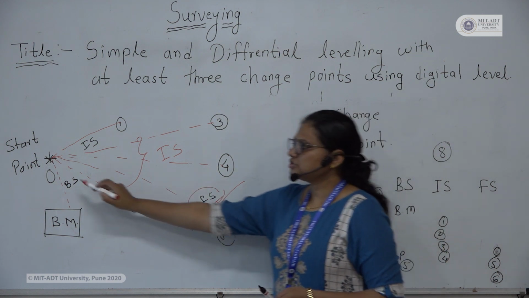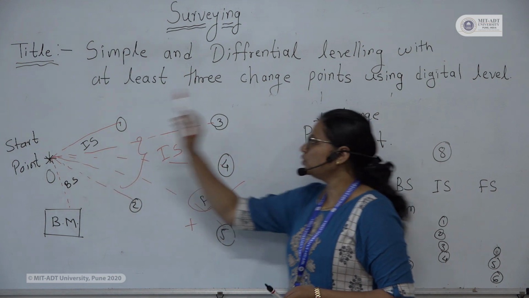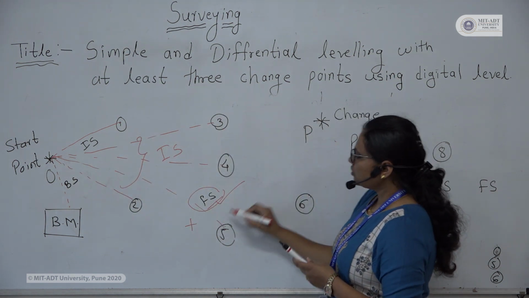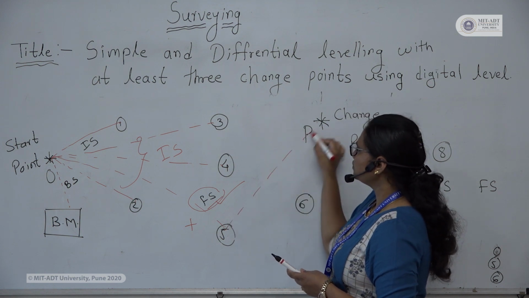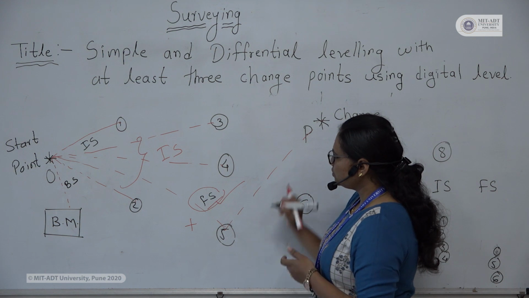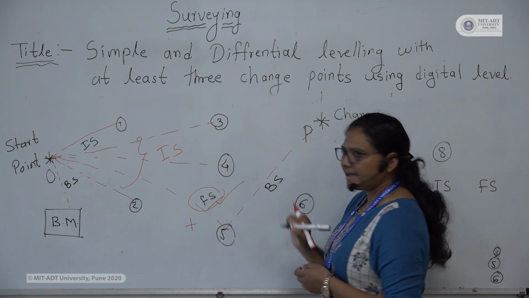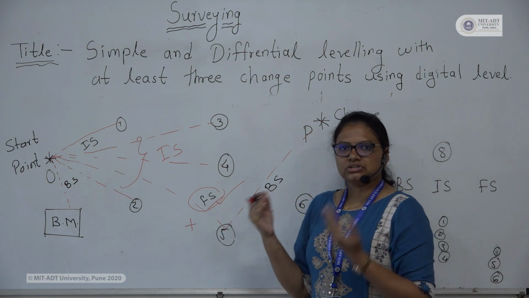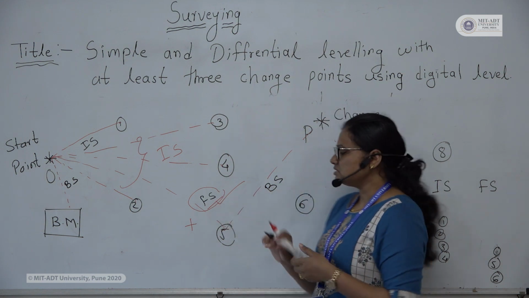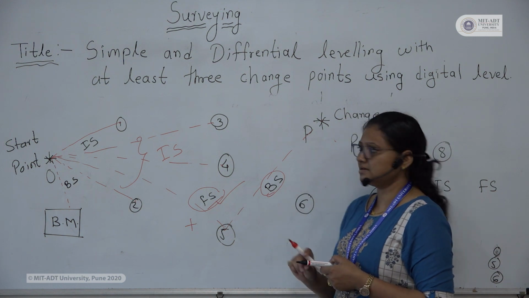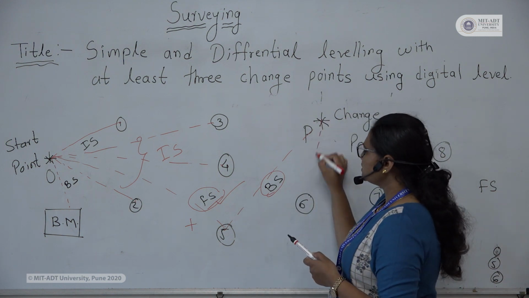Now I have shifted my instrument from this point O to the point P. Now my first step will be to take a reading of this same point 5 from this station point P, and this reading I have to write in the column of backsight, because I am taking the reading of the previous line. So the readings are taken in the reverse manner, so that's why I will write this in the column of backsight. And again the same procedure will be there.